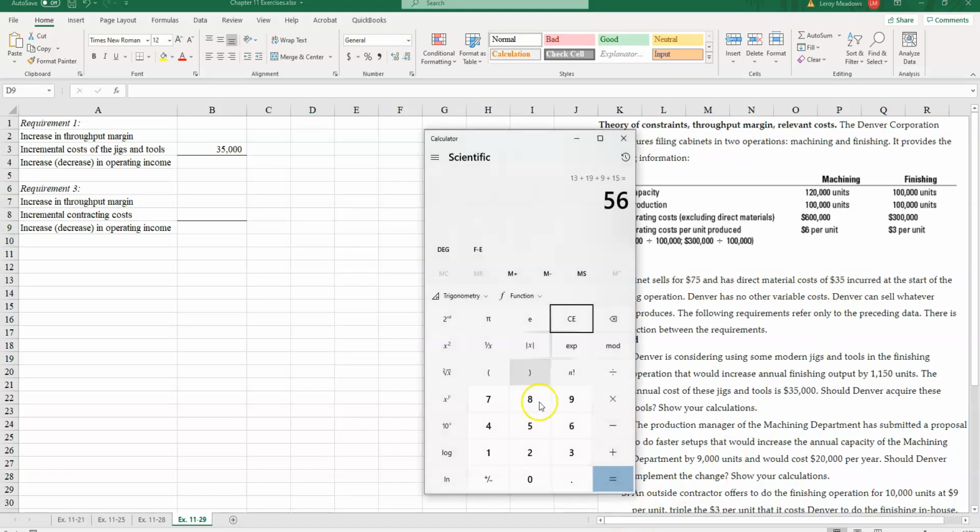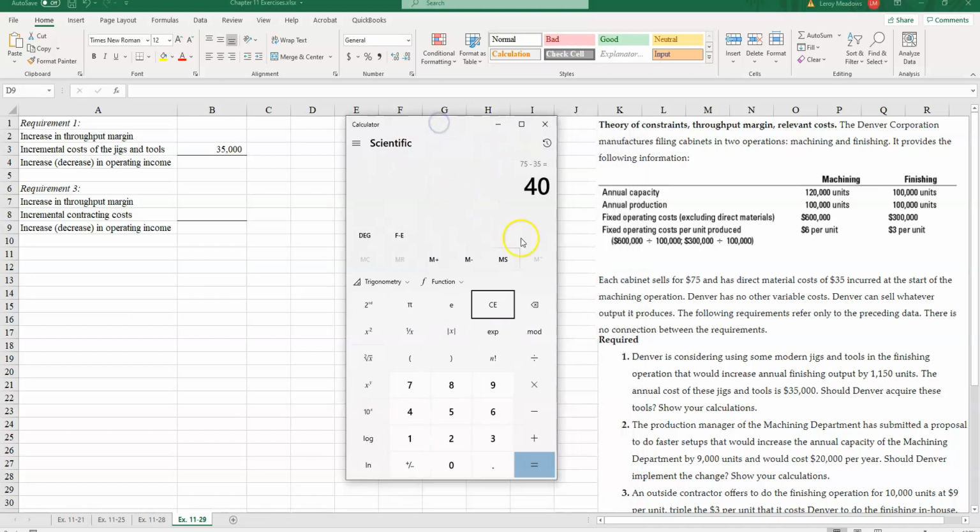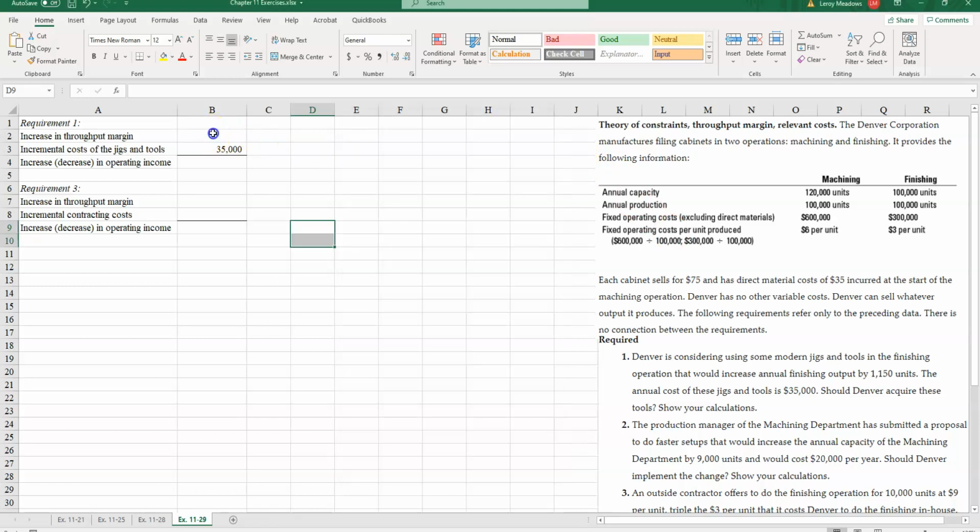So what's my contribution or throughput margin per unit in this situation? Well, $75 minus $35 on a per unit basis is $40 per unit. Now, how much additional throughput margin will we incur if we make 1,150 units? I'm going to take my throughput margin per unit times the 1,150 units additionally we're going to make. So that's going to generate an additional $46,000 of throughput margin.